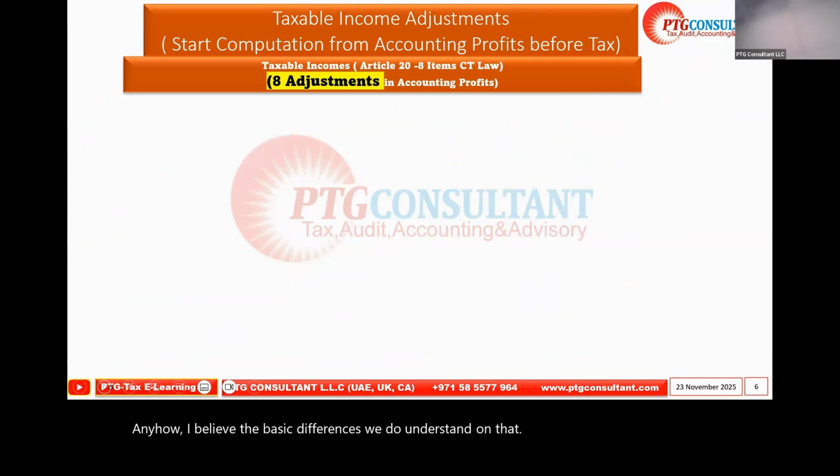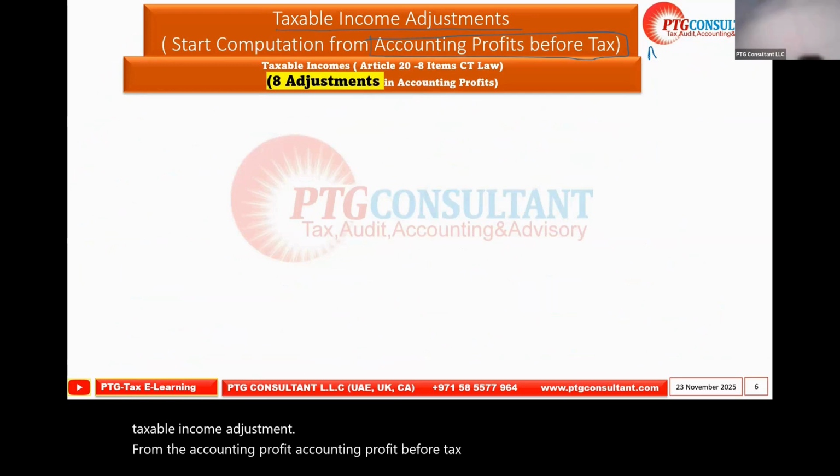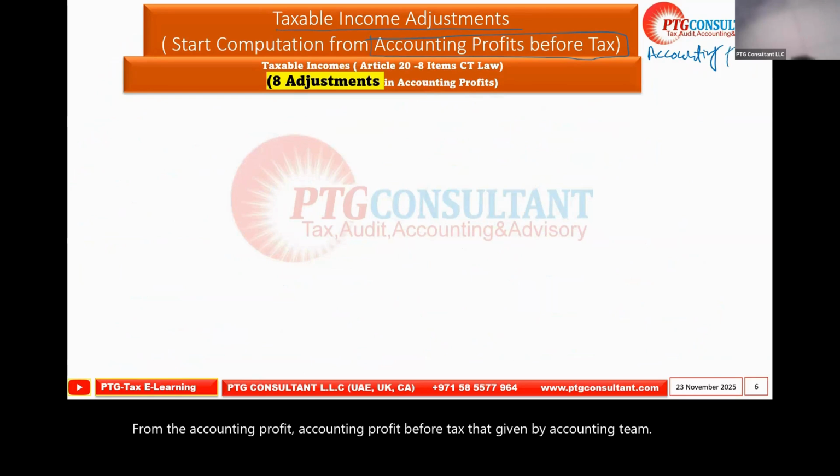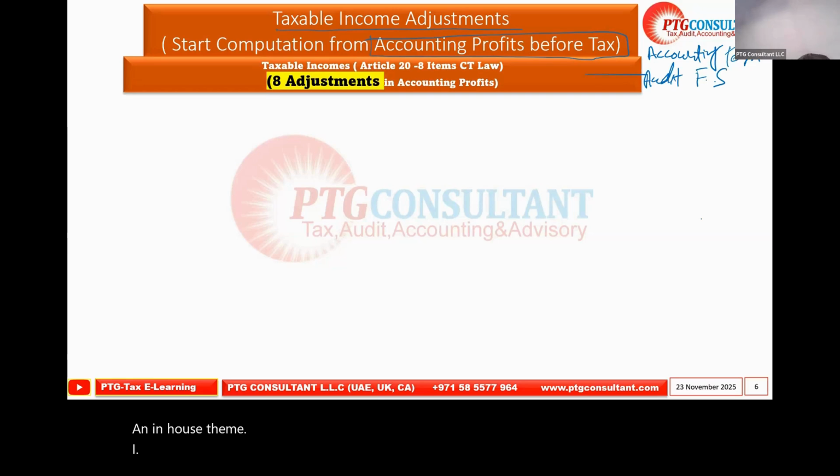So now we are going to start with the computation of taxable income. Here the important part is taxable income adjustment, from where? From the accounting profit, the accounting profit before tax given by the accounting team, our in-house team, our audited financial statement. This will be our starting point for today's learning. So I hope we understand how the accounting profit is coming.